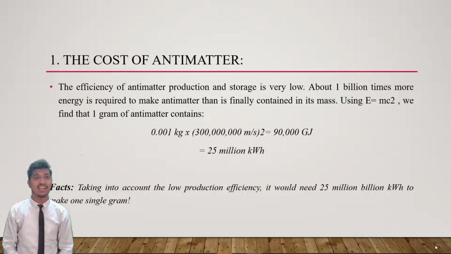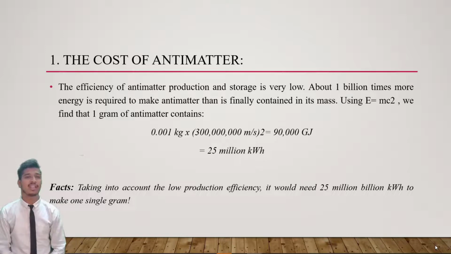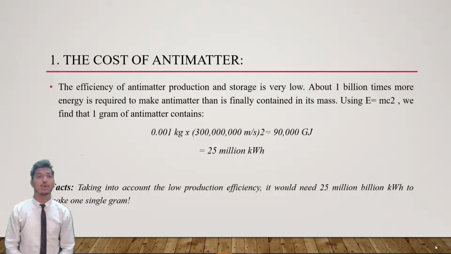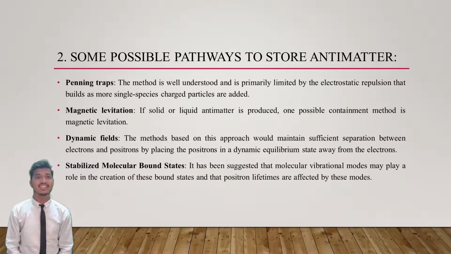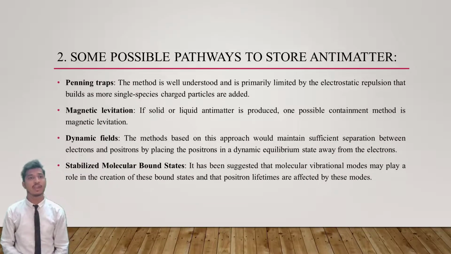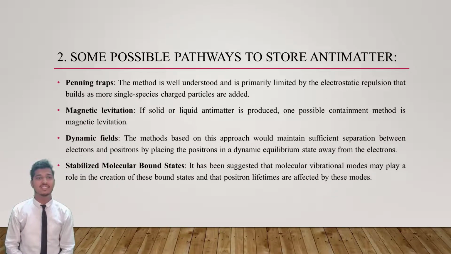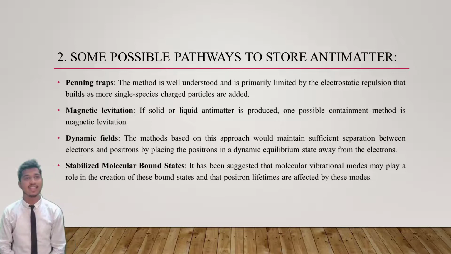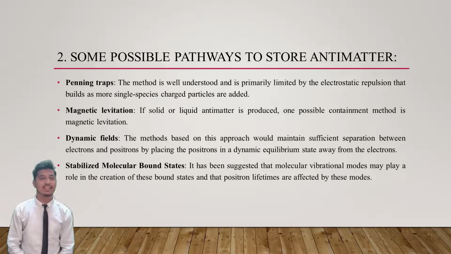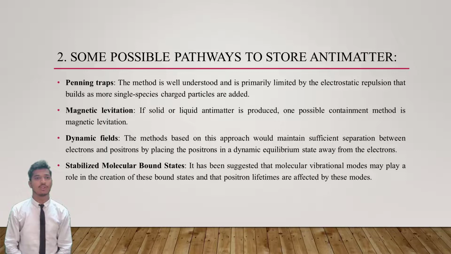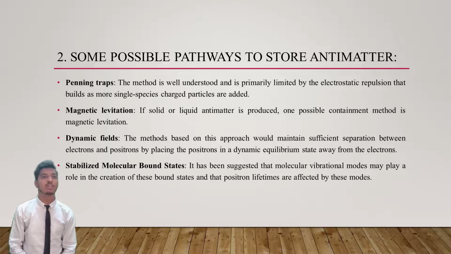My next slide is on the subparts of antimatter production. The cost of antimatter: considering the low production efficiency, it would need 25 million billion kilowatt hours to make one single gram. Next are some pathways to store antimatter. First is penetrating trap. Second, magnetic levitation. Third, dynamic fields. Fourth, stabilized molecular bound states.